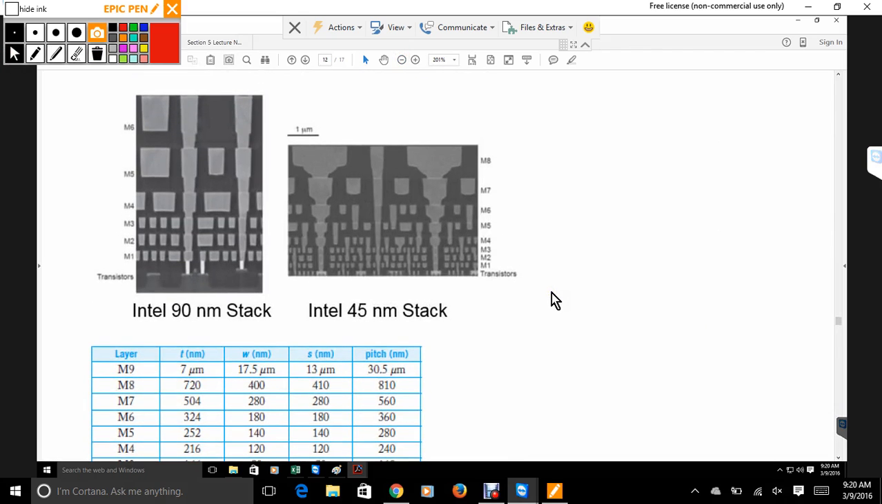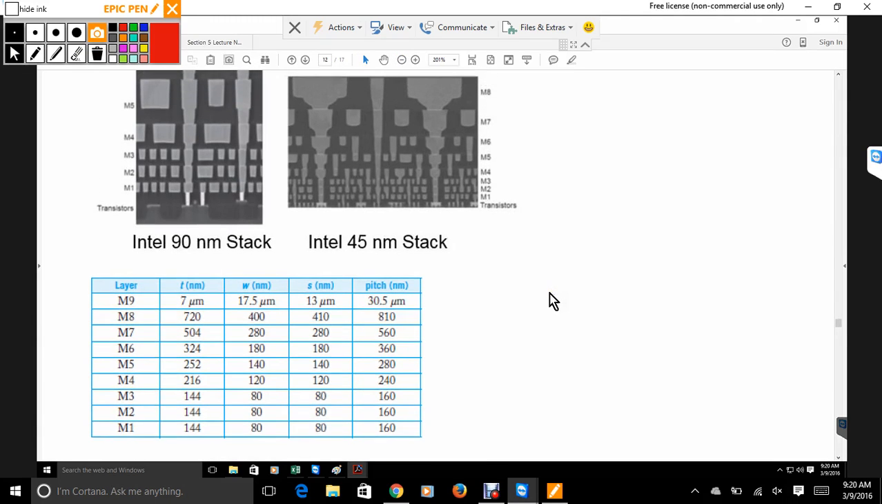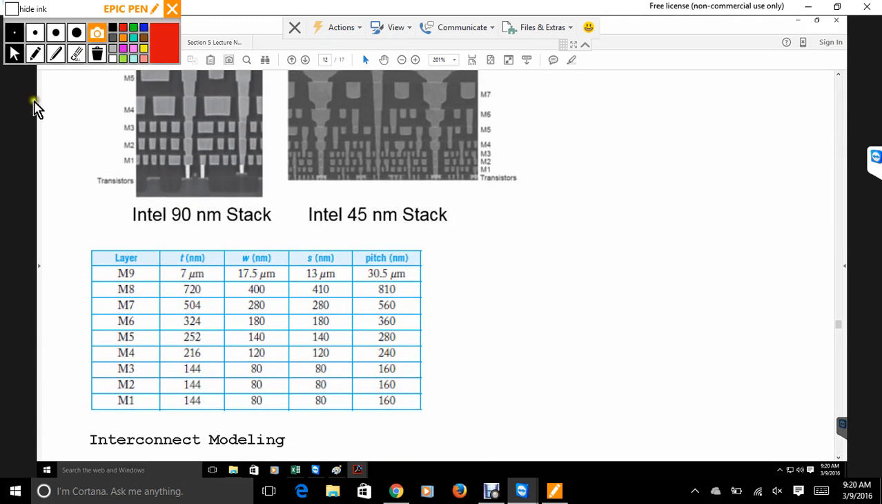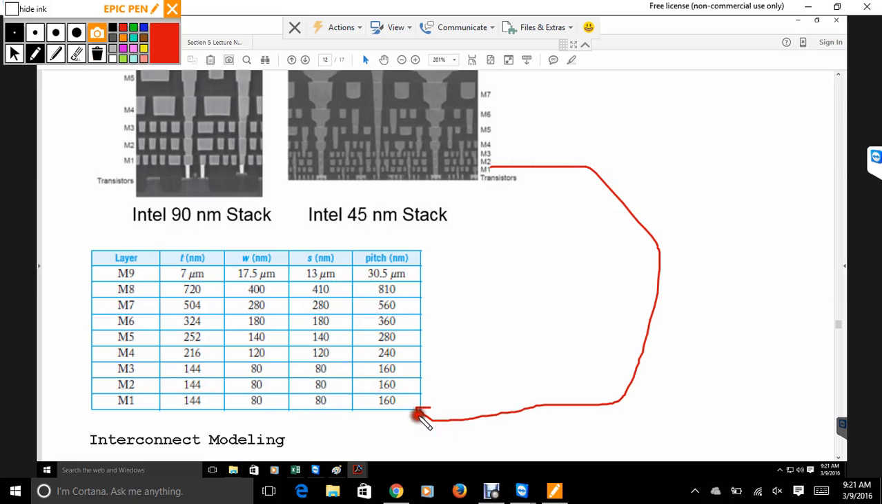And so what ends up happening is in this diagram here, see how the thickness and width and the space that you need for each different metal. For metal 1, see how they're significant. The thickness is in nanometers, so it's 144 nanometers, and you're getting up to 7 micrometers. So it's actually significantly increasing. All of these are increasing.